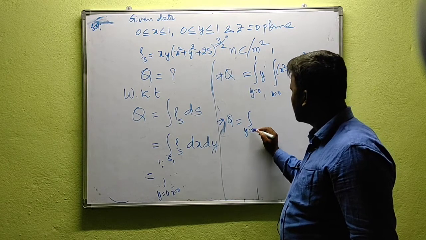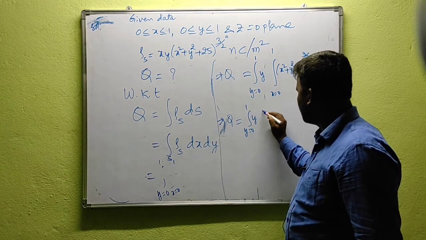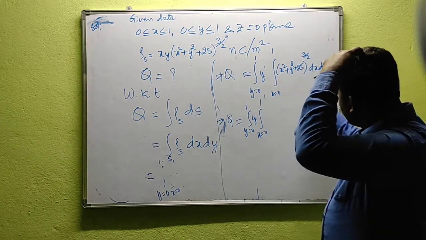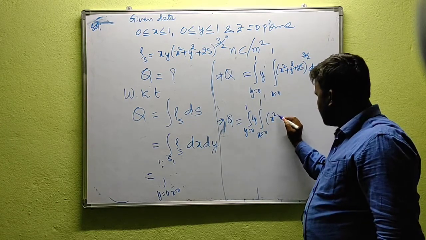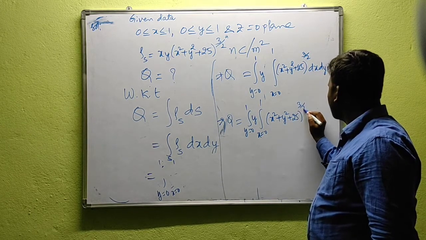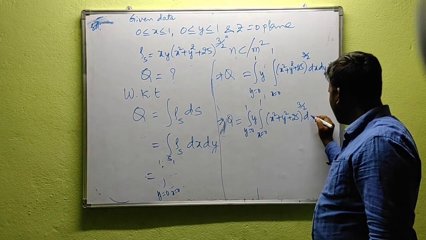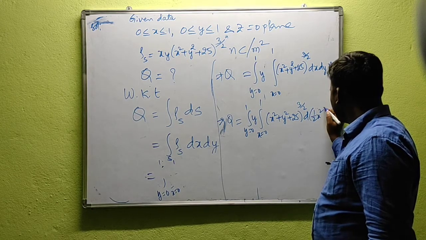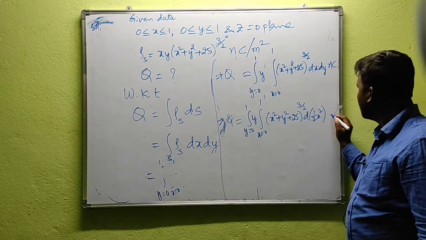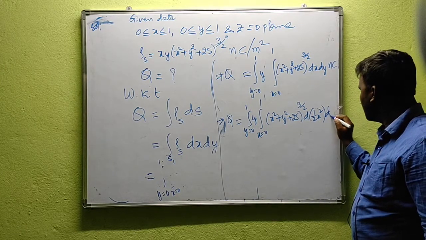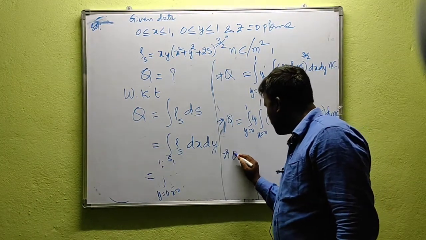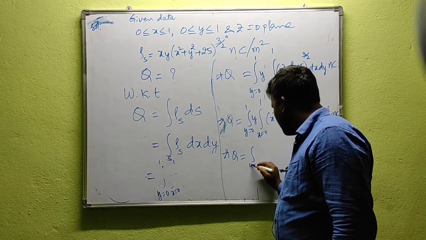integral y from 0 to 1, y into integral x equal to 0 to 1. We can write this one, that is (x square plus y square plus 25) whole power 3 by 2, and dx can be written as d of 1 by 2 x square, into dy nano coulombs.